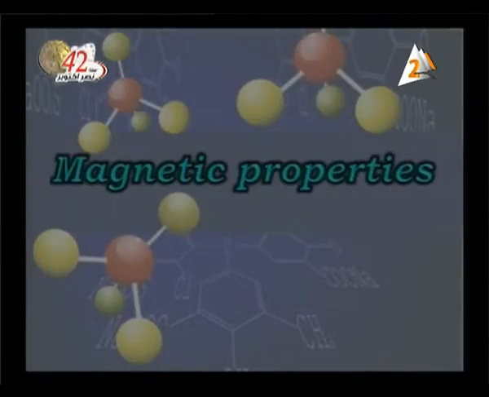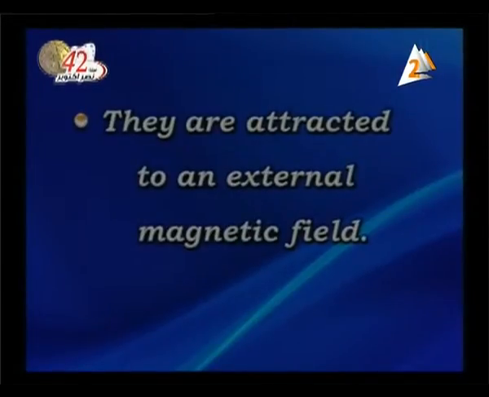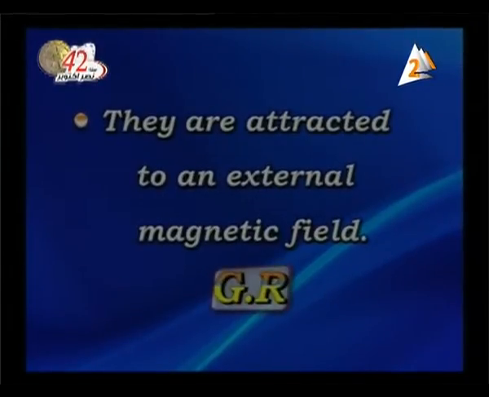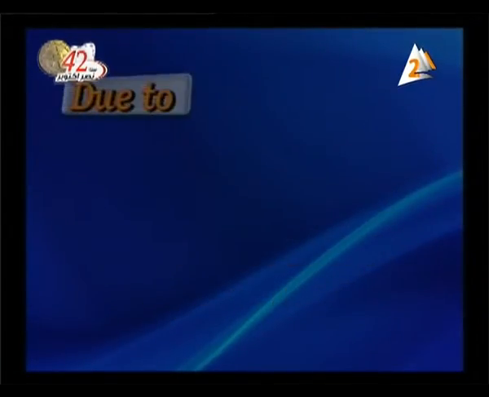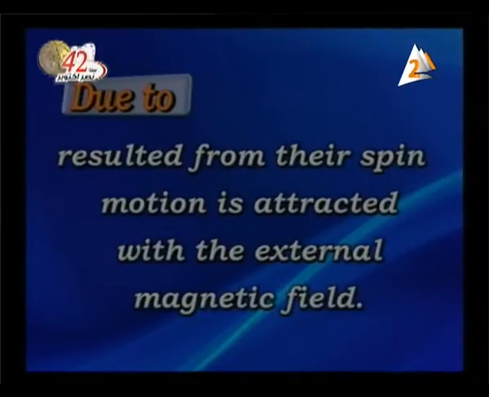The next property, my dear student, is the magnetic property. The first transition series elements are attracted to an external magnetic field, and we have to give reason for this point. The reason for that is due to the presence of unpaired electrons in the 3d orbitals, such that the magnetic field resulting from their spin motion is attracted by the external magnetic field.